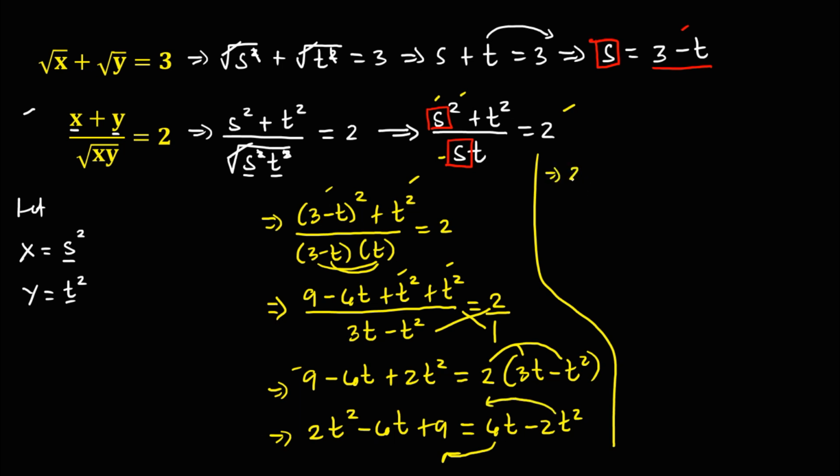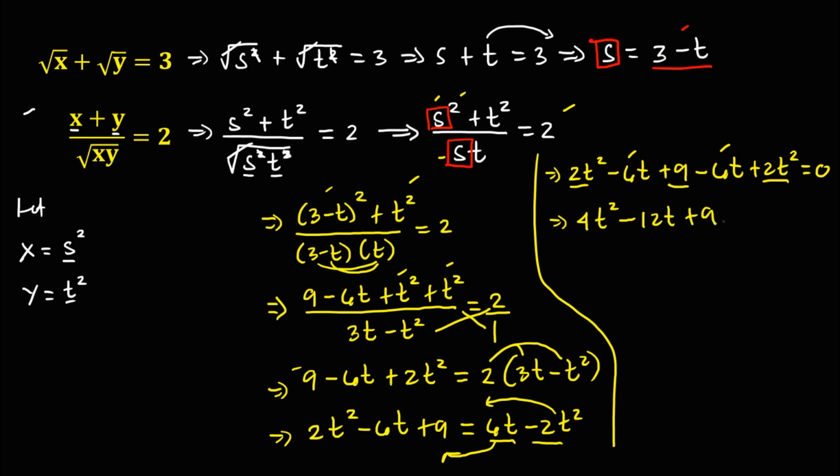So we have 2t squared minus 6t plus 9. So this positive 6t becomes negative 6t, and negative 2t squared becomes positive 2t squared, equals 0. Then combine like terms: this 2t squared plus 2t squared is 4t squared, and this negative 6t and negative 6t is negative 12t, then plus 9 equals 0. So we have this quadratic equation, and we can solve it by factoring.